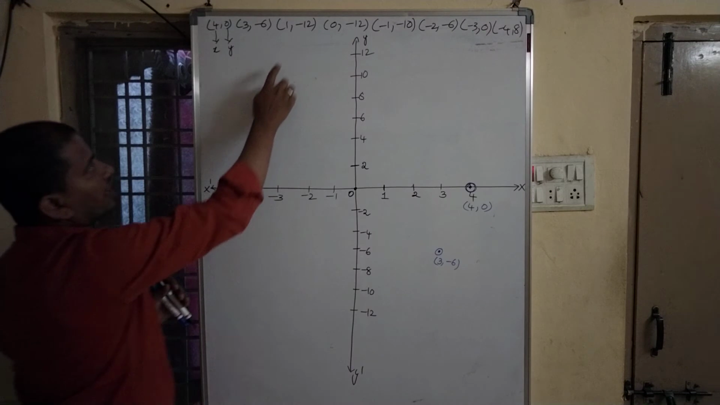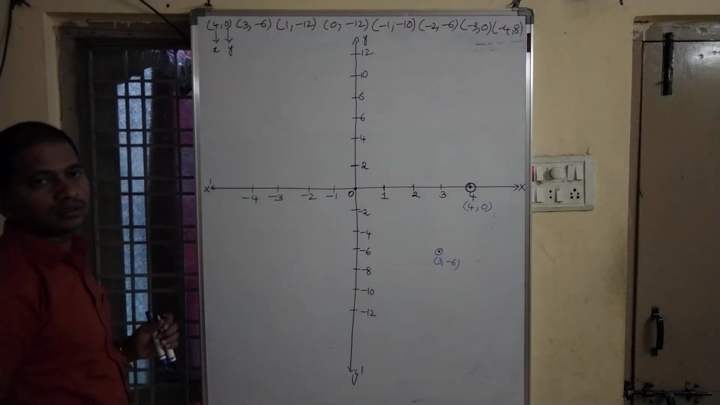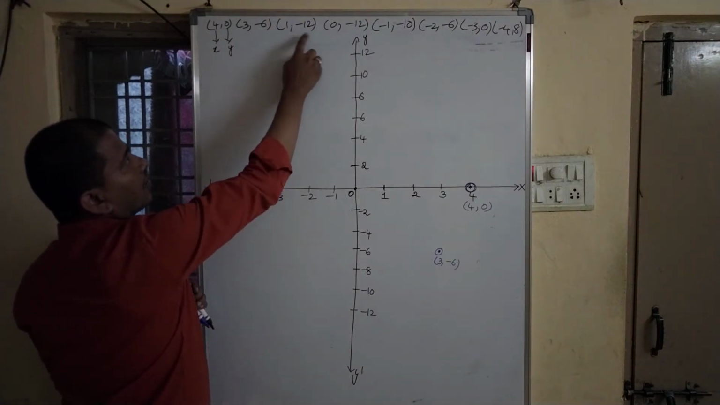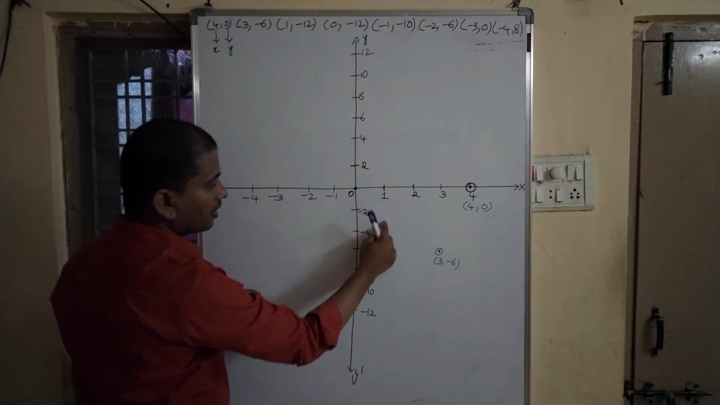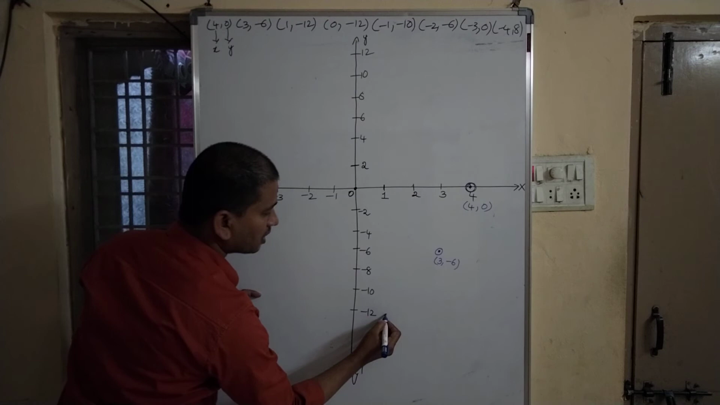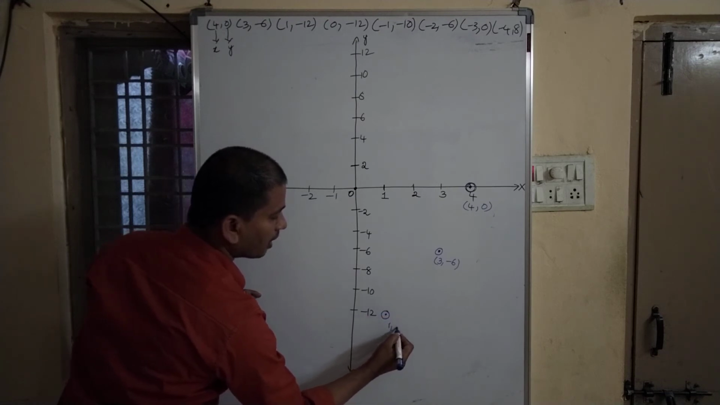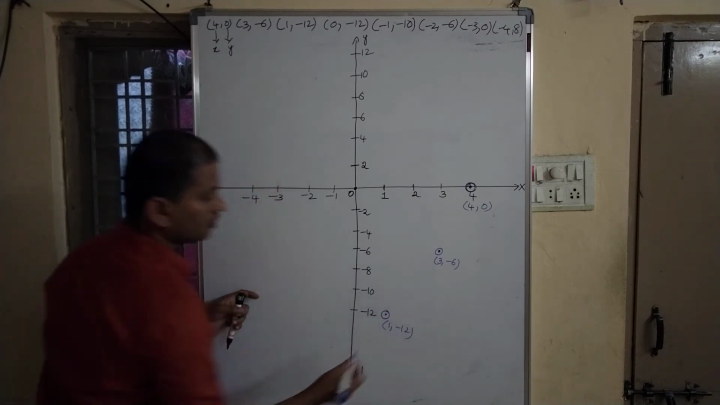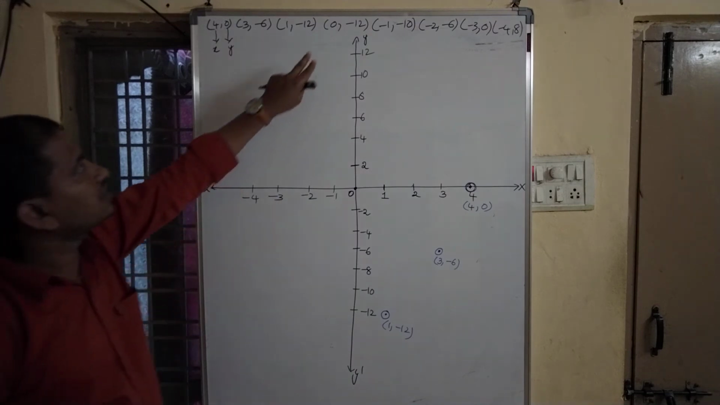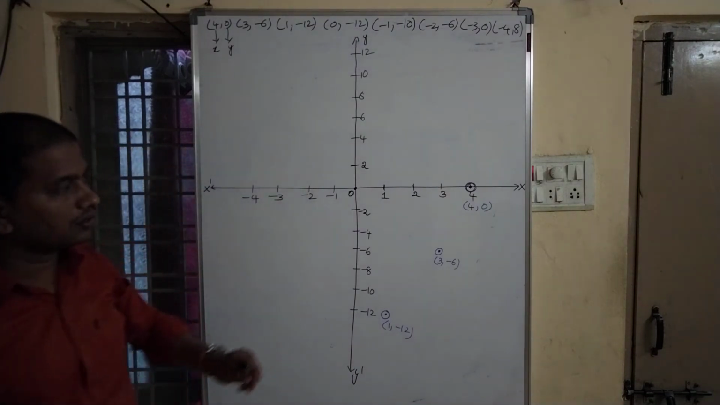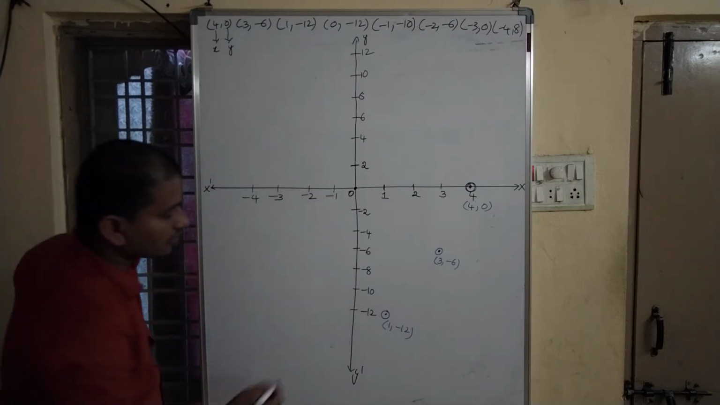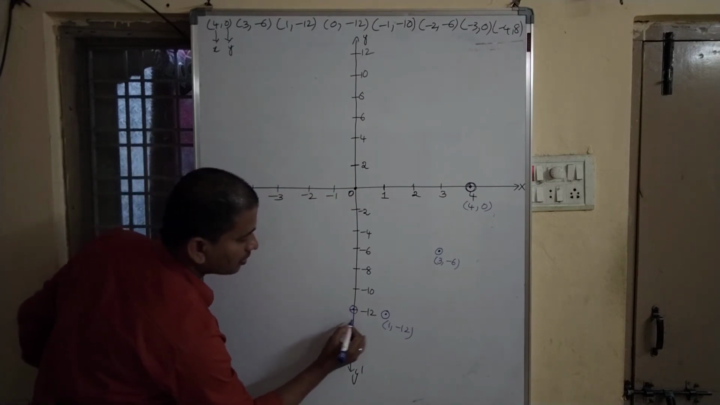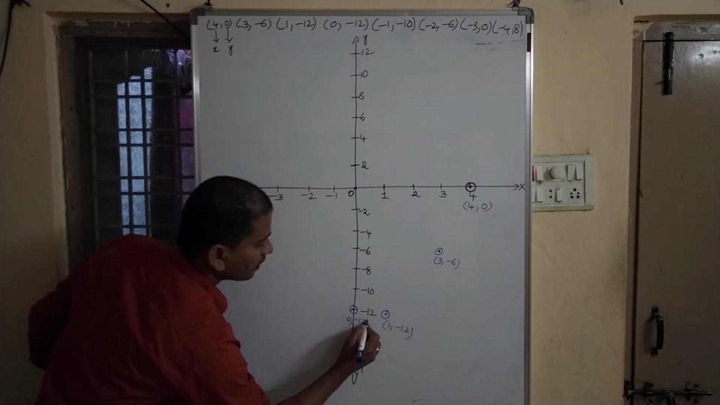And the third coordinate is 1, minus 12. On x-axis 1 and on y-axis minus 12. This is our coordinate point 1, minus 12. The next one is 0, minus 12. On x-axis 0 and on y-axis minus 12. This is our coordinate point 0, minus 12.